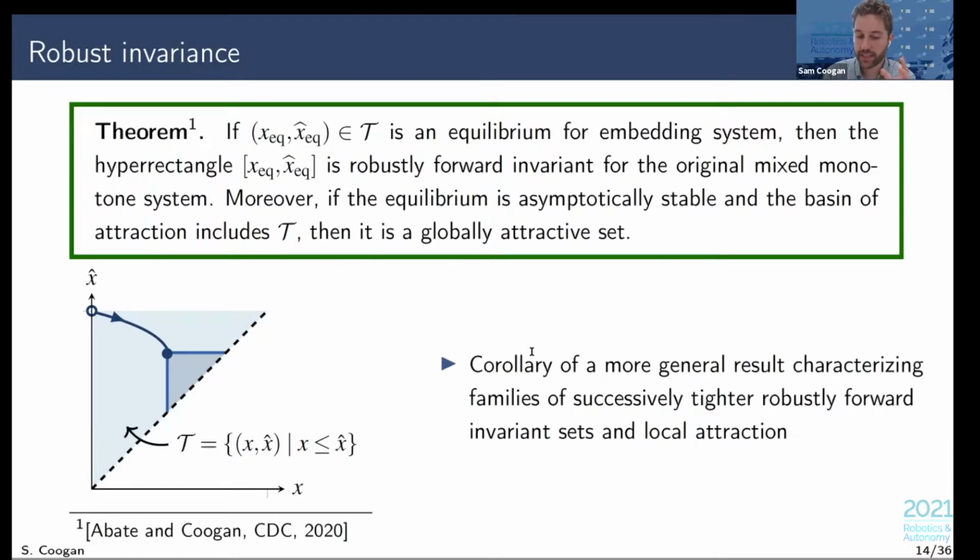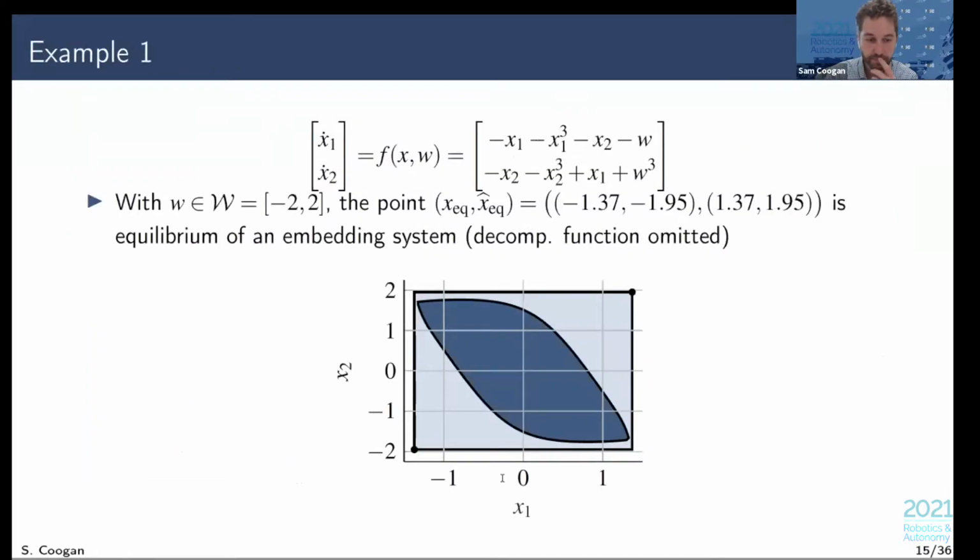And in fact, this is a corollary of a slightly more general result that characterizes successively tighter robustly forward invariant sets by looking at rectangles corresponding to trajectories that converge to these equilibria. This is a result we published last year at CDC. So here's an example, a different system.